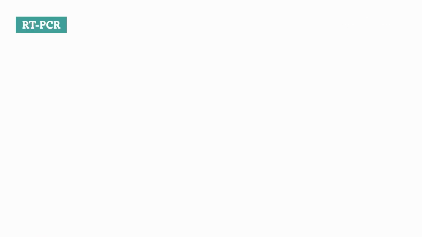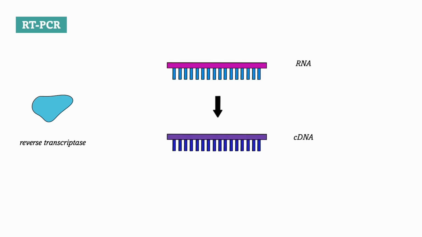RT-PCR, or reverse transcriptase polymerase chain reaction, is another modification of standard PCR, which uses an enzyme called reverse transcriptase to transcribe RNA into cDNA, the so-called complementary DNA, which is then amplified using the standard PCR method. Reverse transcriptase is mainly found in retroviruses, for example in HIV, which after infecting a host cell use the enzyme to transcribe their RNA into cDNA, which is then incorporated into the genome of the infected cell.